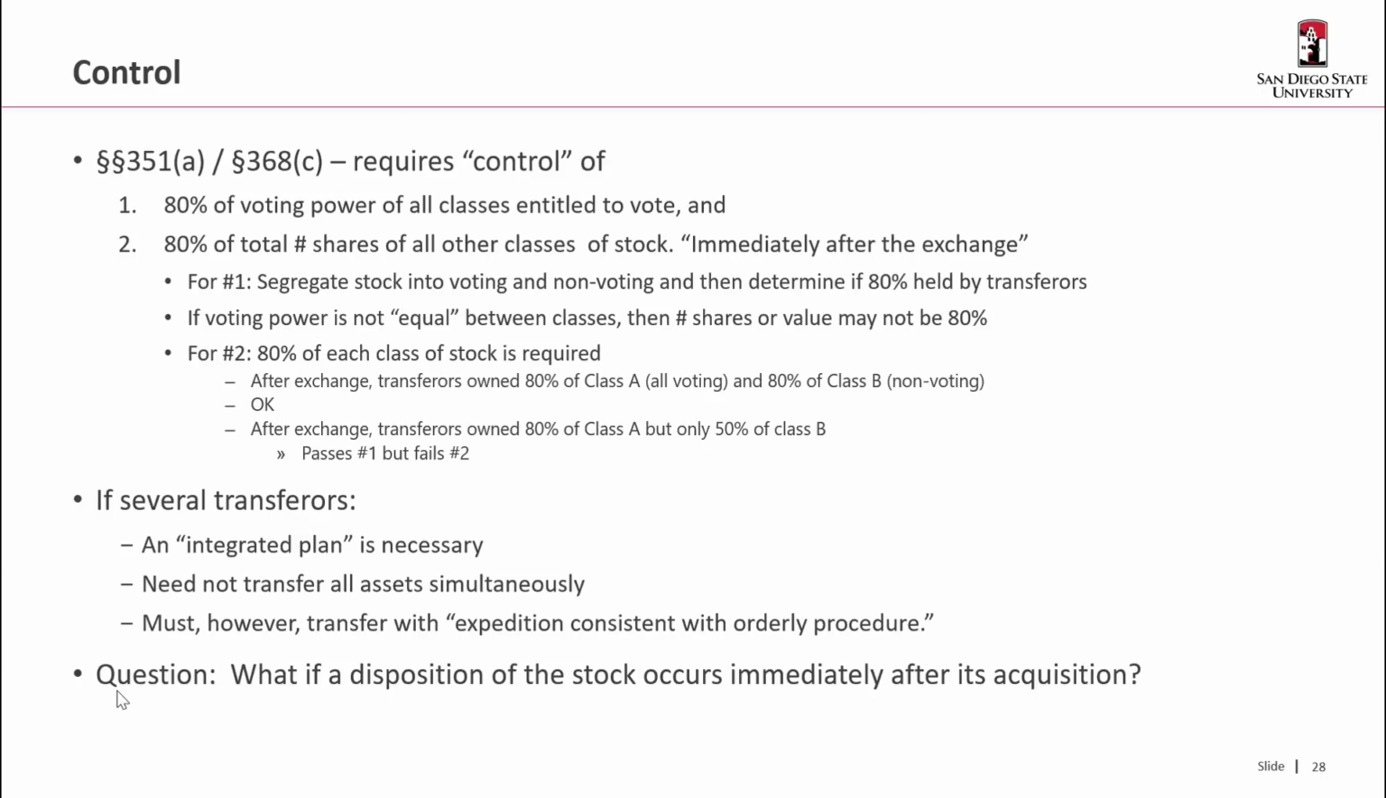Okay, so if there are several transferors, that doesn't have to all happen simultaneously, but there should be an integrated plan. So the safest way to deal with this is, if you have a deal where you're organizing a corporation and someone contributes cash and the other person contributes property, but they need to close the sale of the property or they need to get rid of a lien or whatever it might be, and it doesn't all happen simultaneously, that's okay, but you really probably ought to have a plan.